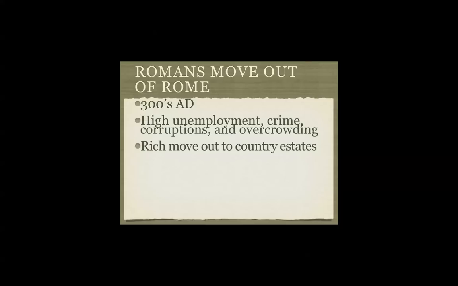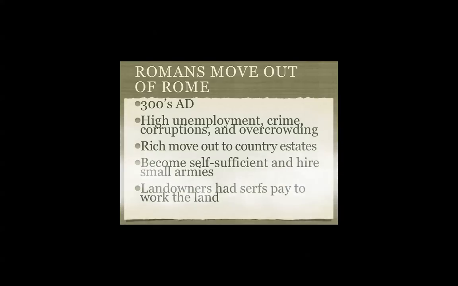The rich decided to move out to country estates. They called them villas. And when they did that, they learned to become very self-sufficient. They also hired themselves small armies. They hired themselves workers that were very skilled, who were blacksmiths, etc., who worked on their farms and their estates. And eventually, they became so self-sufficient that they had huge amounts of land.